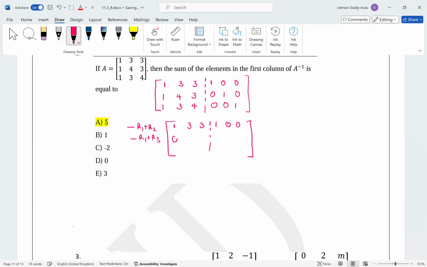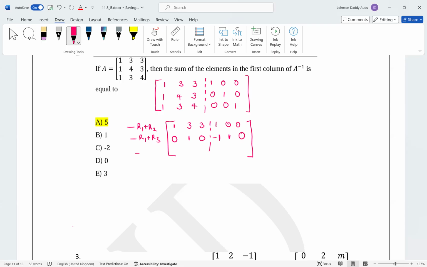And this will keep this as 0. So minus 3 plus 4 is 1. Minus 3 plus 3 is 0. Minus 1 plus 0 is minus 1. 0 and 1, it's 1. 0 and 0, it's still 0.